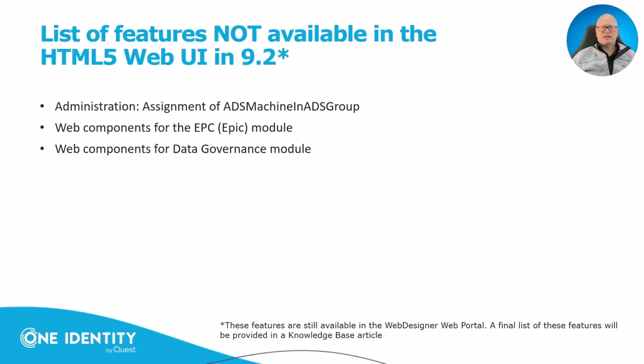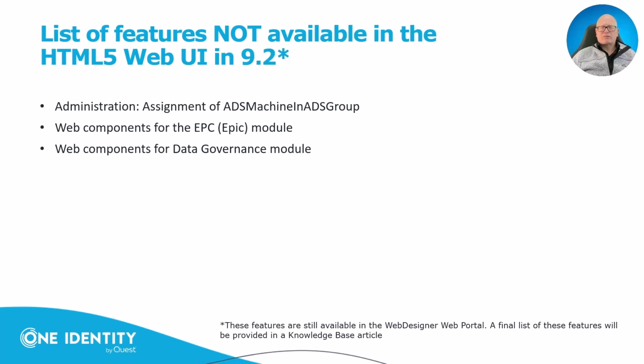The first one is in the administration mode of the web portal, the assignment of machines to ADS groups. This is something that is not ported yet. I think not really hard and will not be missed by a lot of people. The other both are, from my perspective, more important. On the one hand side, web components for the Epic module are not ported, and the web components for the data governance module are not supported. The developers were not able to make it by time, so that 9.2 was released without these both modules. They will be released in the next version.